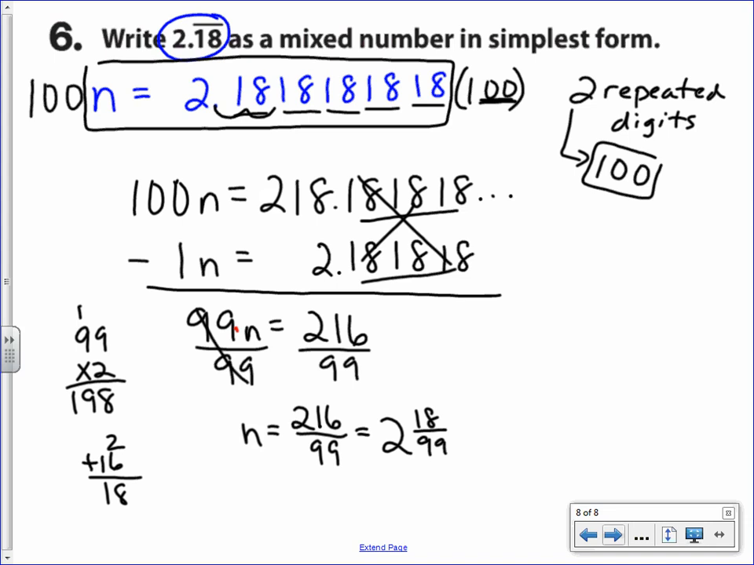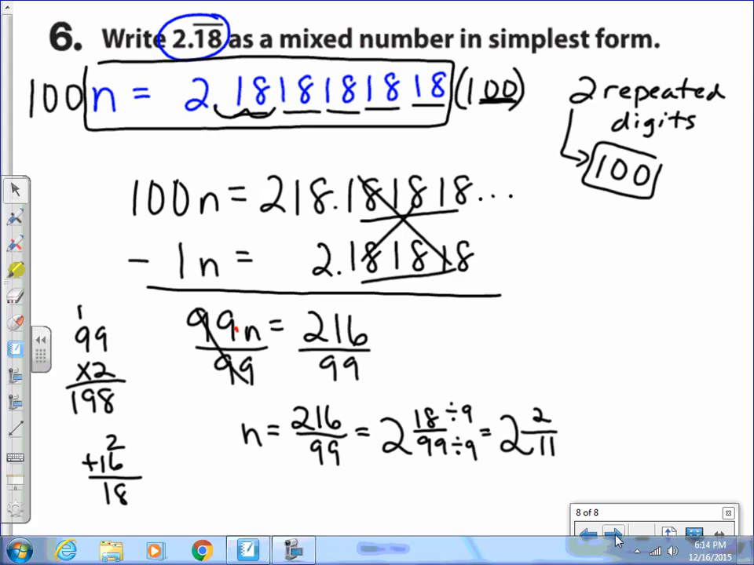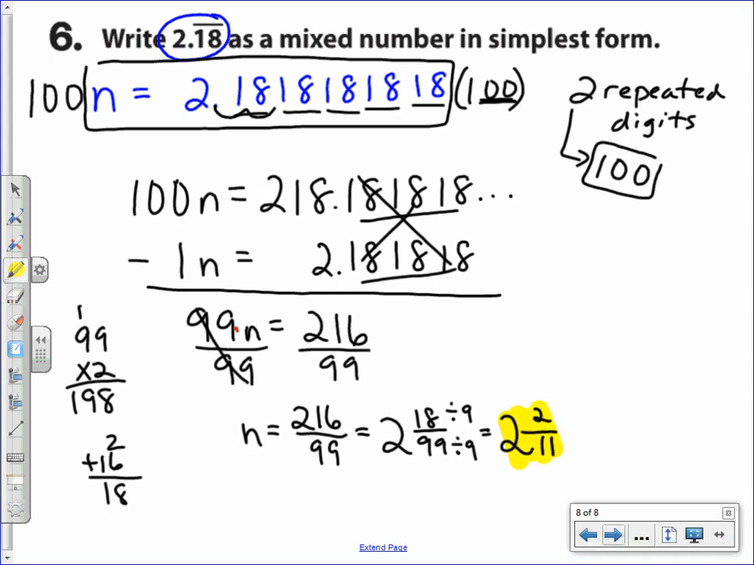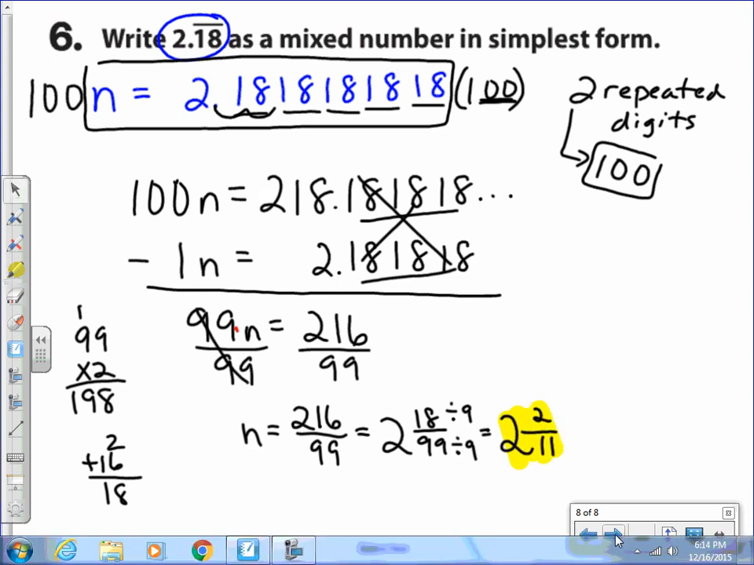18 and 99 both share a common factor. What is it? It is 9. Keep your whole number. 18 divided by 9 is 2, and 99 divided by 9 is 11. So our answer, the repeating number 2.18181818, is equal to 2 and 2/11.